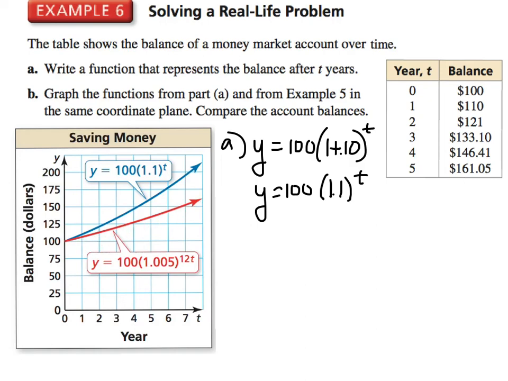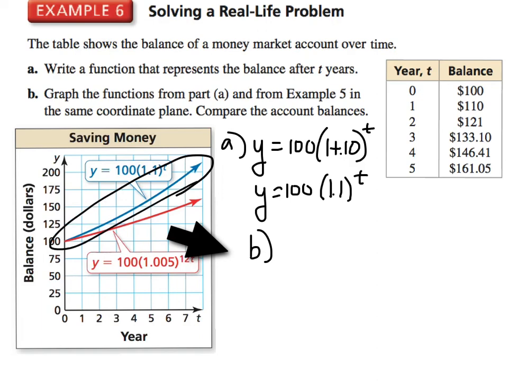Compare the account balances. Now, it's completely up to you how you want to compare it. However, this would be a good thing to write down. I would say that the money market earns 10% each year, and the savings account only earns 6% each year. So the balance of the money market increases faster. So you would say you would make more money in the money market because it goes up 10% while the other savings account earns 6% interest each year.